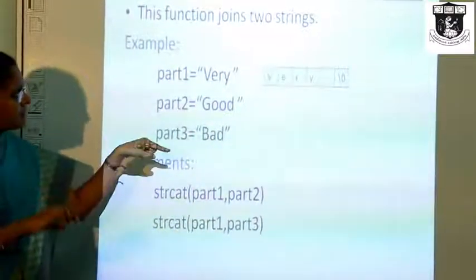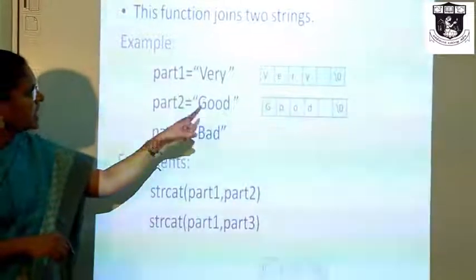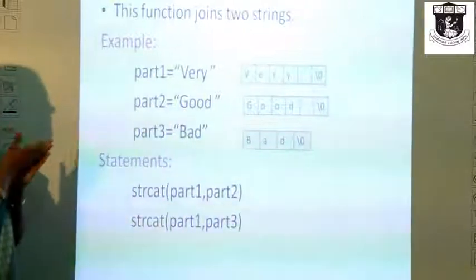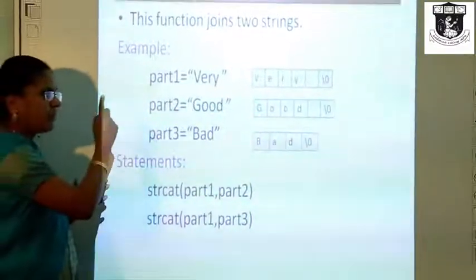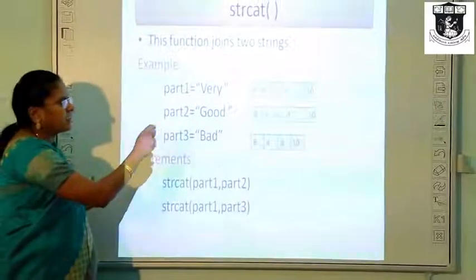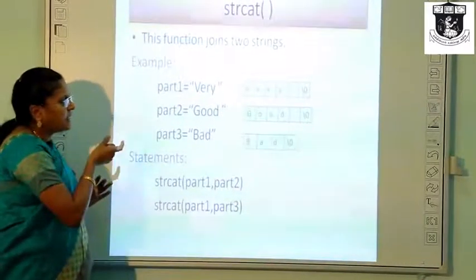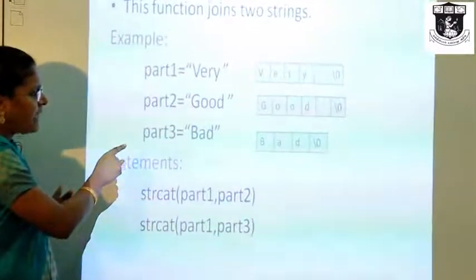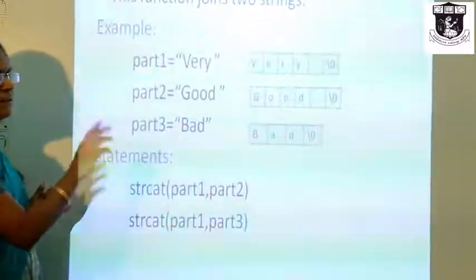So we have got a representation of very given like that and good also is given. Now bad is given as well. Since we have given a space for very, after very there is a space and it ends with a null character, this is the representation. After good there is a space, and after that you will have a null character. But for your bad there is no space, so it will be given as it is.